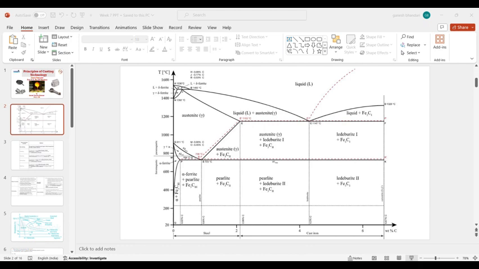Coming to next question. Which of the following is a surface heat treatment process? Yes, it is surface heat treatment process.